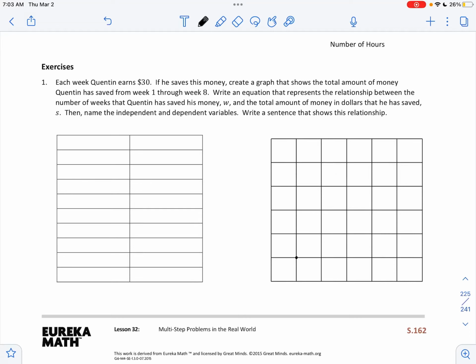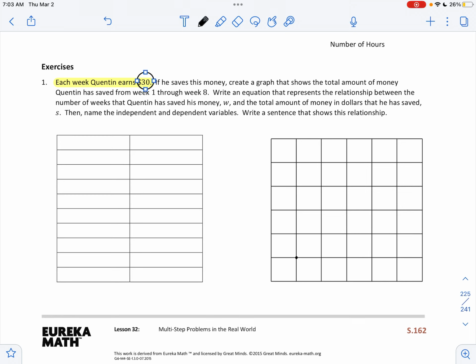Question 1. Each week, Quentin earns $30. If he saves this money, create a graph that shows the total amount of money Quentin has saved from week 1 through week 8. We know that each week, Quentin saves or earns $30. We want to make sure to circle that information.